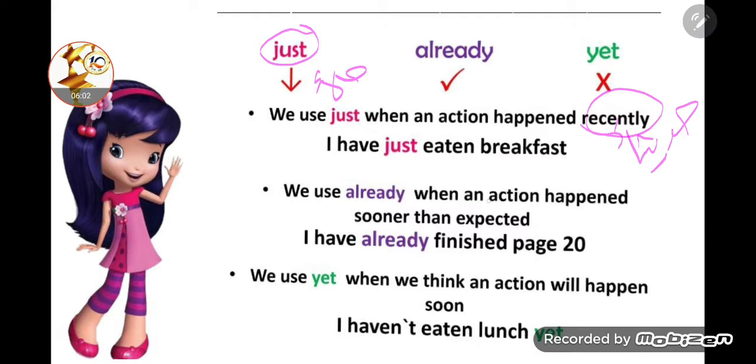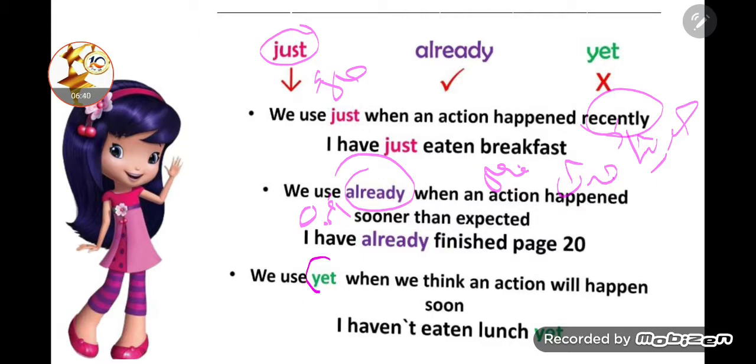نيجي ل already. We use already when an action happened sooner than expected. كيف يعني sooner than expected؟ يعني أنا already لما بستخدمها لما بدي أحكي عن فعل هو حدث sooner يعني أقرب من، أو بوقت أقرب من الوقت المتوقع. تمام، زي ما أحكي I have already finished page 20، أو I have already eaten my breakfast، معناته أنا already عملت هذا الإشي بوقت أقرب من الوقت المتوقع.